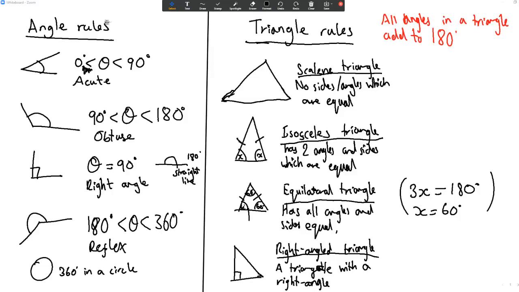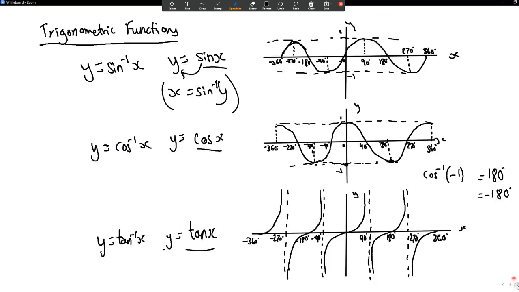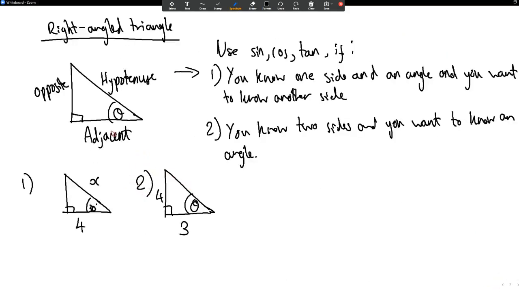Alright, so now we've had a look at angle rules and triangle rules. We've had a look at Pythagoras' theorem, in 2D and 3D. We've introduced these trigonometric functions and their respective graphs, and we have an okay understanding of the inverse function. Now, I proposed that we could use the idea of adjacent, opposite, and hypotenuse sides in a right-angled triangle, as well as sine, cos, and tan, to find either missing lengths or missing angles.